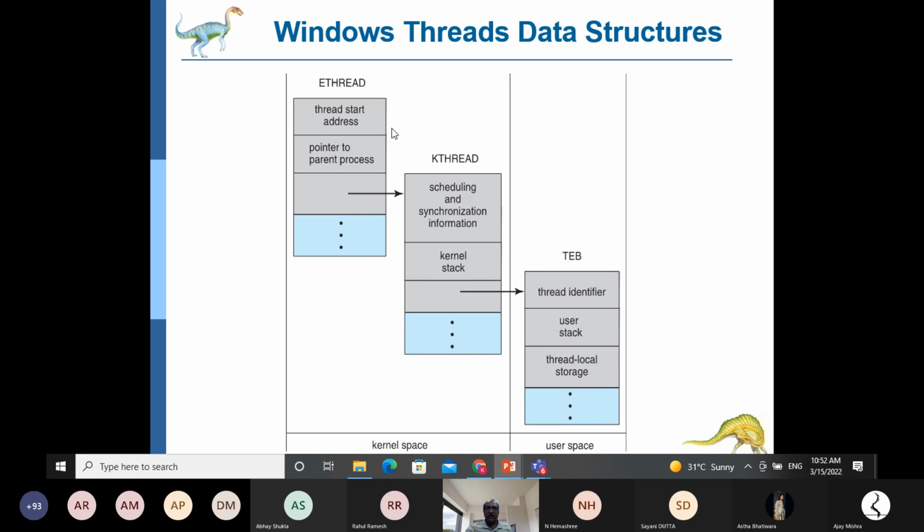This diagram illustrates how these three data structures are linked. You can see these two data structures are in the kernel space, and this is the user space. This data structure maintains the starting address of the thread, a pointer to the parent process, and a link to the kernel thread. The kernel thread contains the kernel stack and scheduling information and so on. So this way, Windows supports one-to-one mapping, and these three data structures are used to maintain the thread-related information.